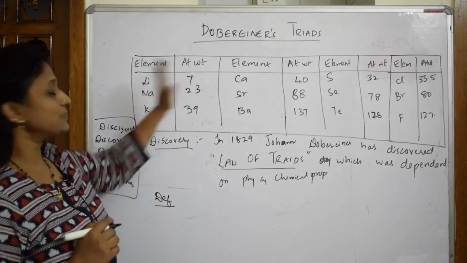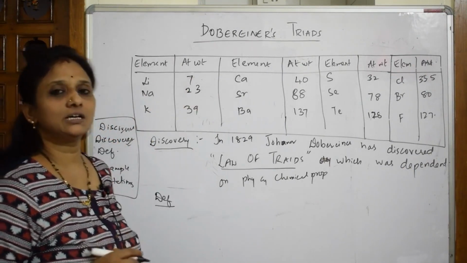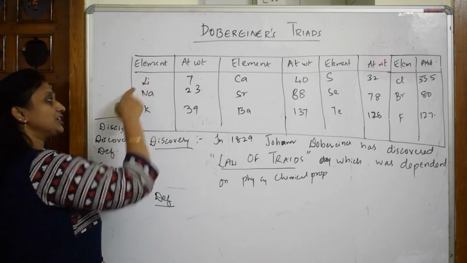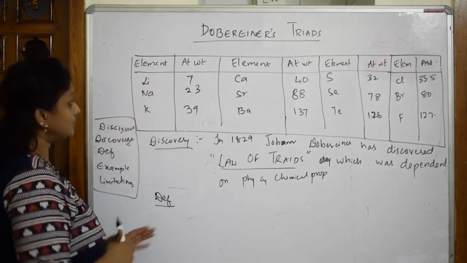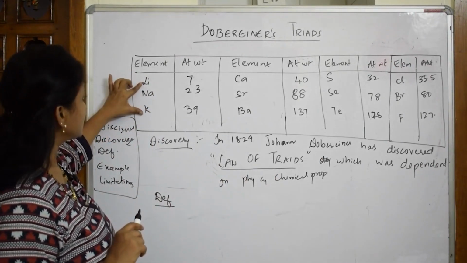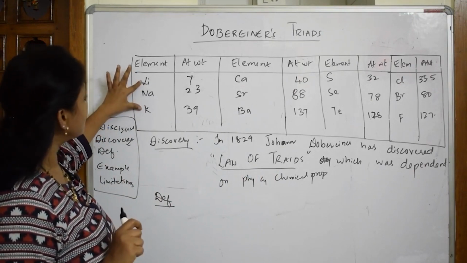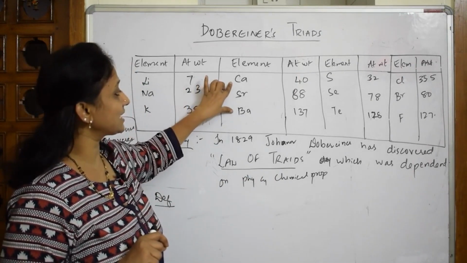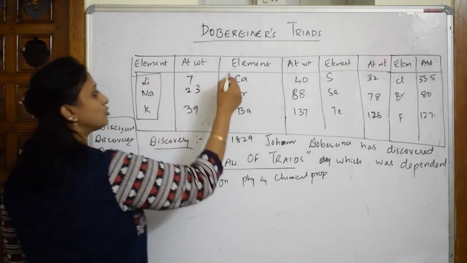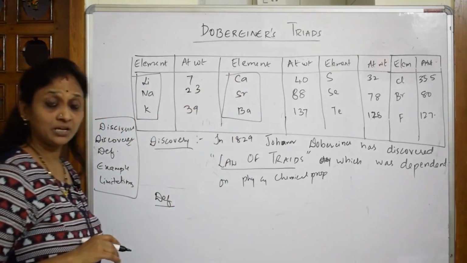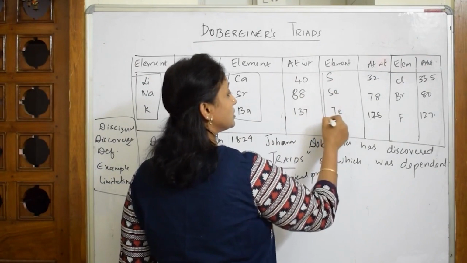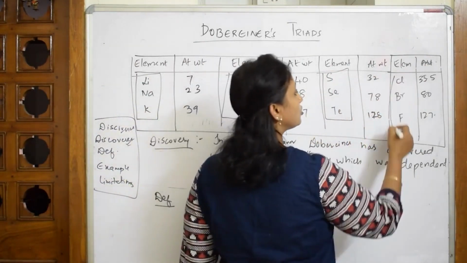So what he did is, there were very few elements discovered during that time. So he picked up a set of three elements, 1, 2, and 3, like that. That's why it is called triads. Triads means three, right? So he picked up this set. After this, he picked up one more set, like calcium, strontium, and barium. So this is one triad, and then this is one more triad. Then he picked up one more set, that is sulfur, selenium, and tellurium. And there's one more set, chlorine, bromine, and fluorine.